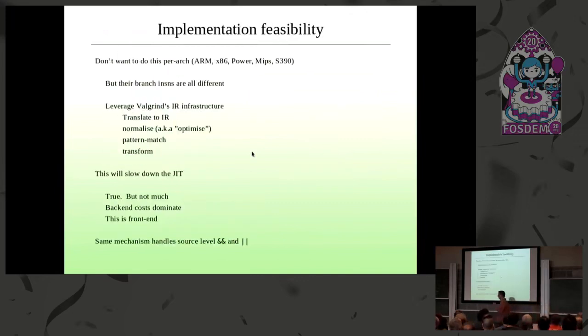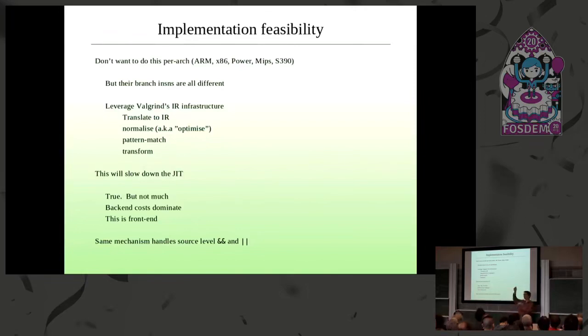And in particular, I didn't want to do this on a per architecture basis because we support 5 architectures, or maybe 6 if you think that ARM32 and 64 are basically different architectures. And their branch instructions are all different, and it would be a complete pain in the ass to do that. So my plan was to do the obvious thing and lean on Valgrind's intermediate representation infrastructure, into which everything is translated. So we're going to translate these blocks into IR just like before.